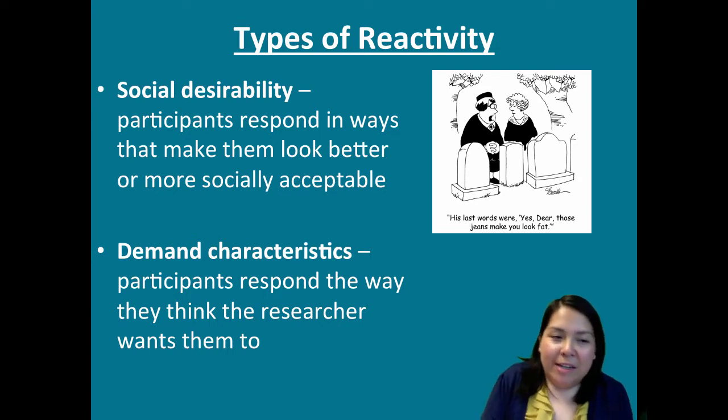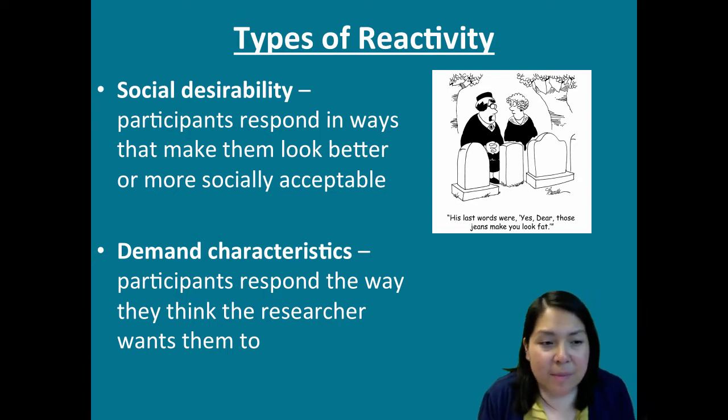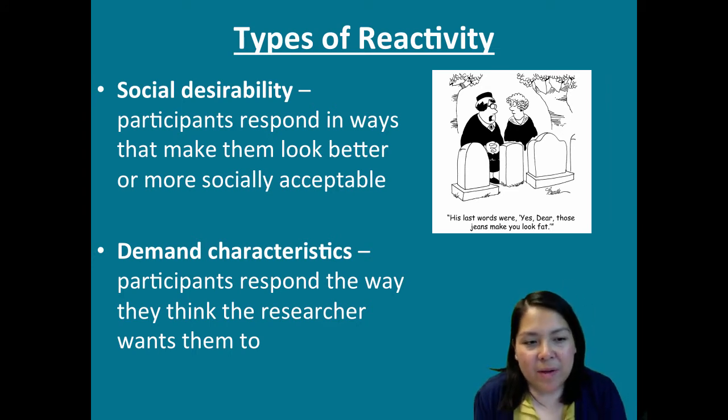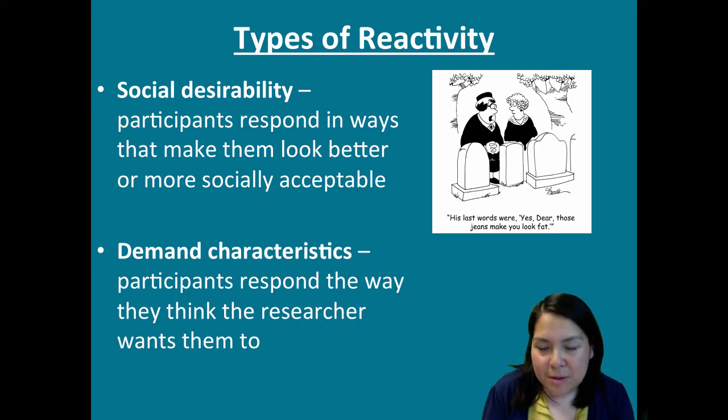So the next type of reactivity that we want to talk about is demand characteristics. Demand characteristics is where participants respond the way they think the researcher wants them to.